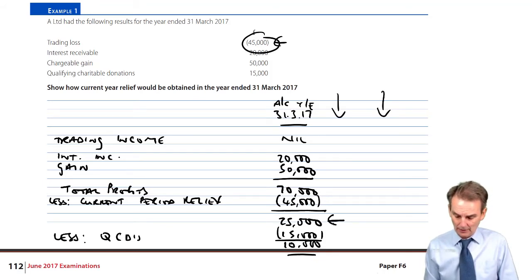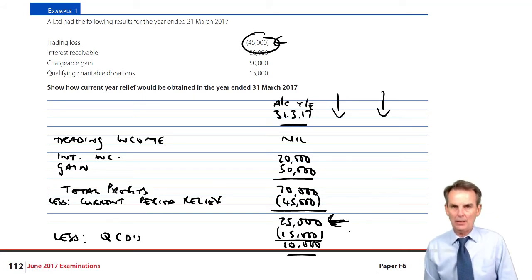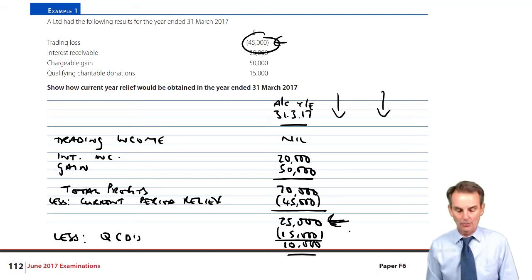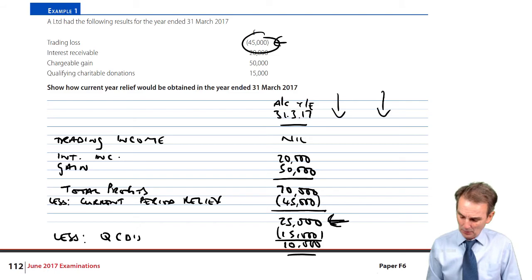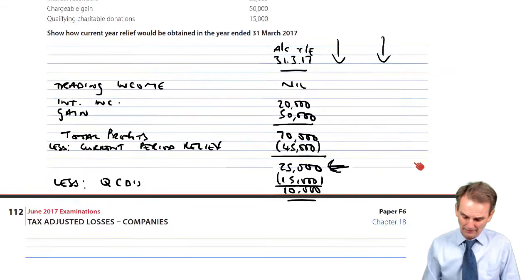It also meant that the 25,000 that remained was big enough to absorb the donations. If it were not, any excess donations are wasted. You lose them. You don't get to carry them back or carry them forward. If you can't use them in this period, you're not going to be able to use them at all. They'll be wasted. Okay, so there, nice simple current period relief.